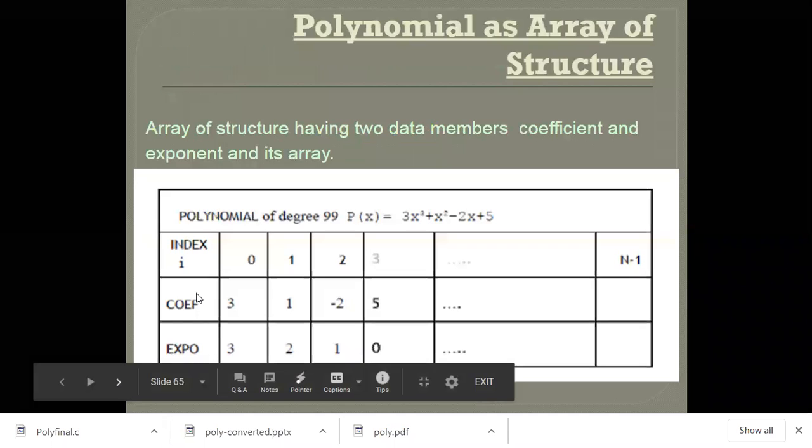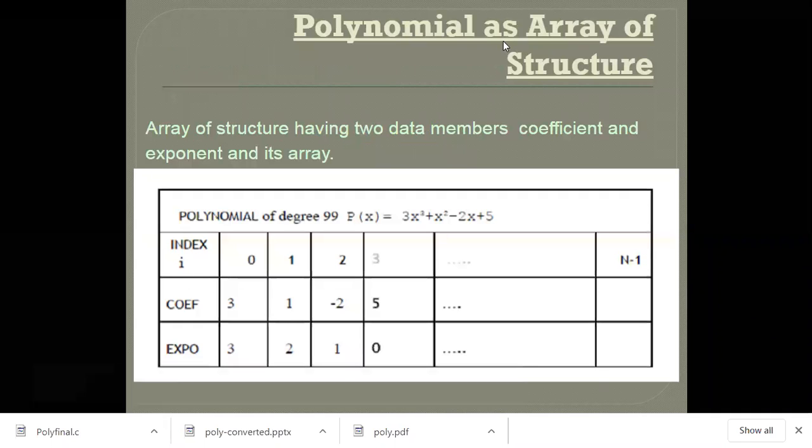Okay, fine. So the next part will be polynomial as an array of structure. Here the array of structure has two data members, that is coefficient and exponent. Just concentrate on this example. A polynomial of degree, let's say 99, that is p(x) equal to 3x square plus x square minus 2x plus 5. This is one polynomial expression given.